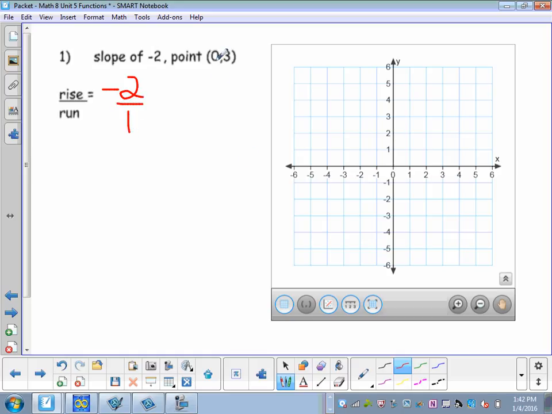So we're going to start at the point 0, 3. So 0, 3 is here. And then we're going to rise and run. It's -2 over 1. So we're really going to start here and go down 2 and to the right 1. I'm going to go down 2 and to the right 1. So we've drawn this line with just the slope, knowing the slope and a point.